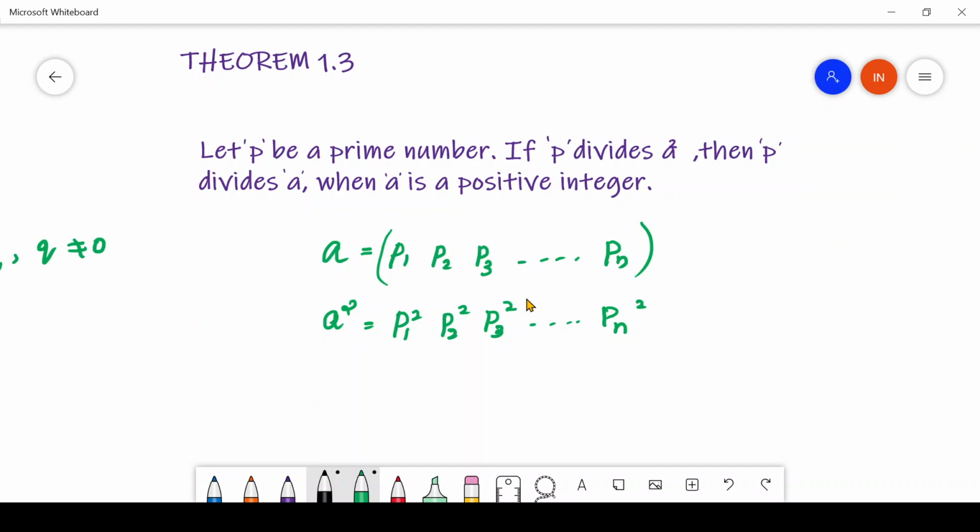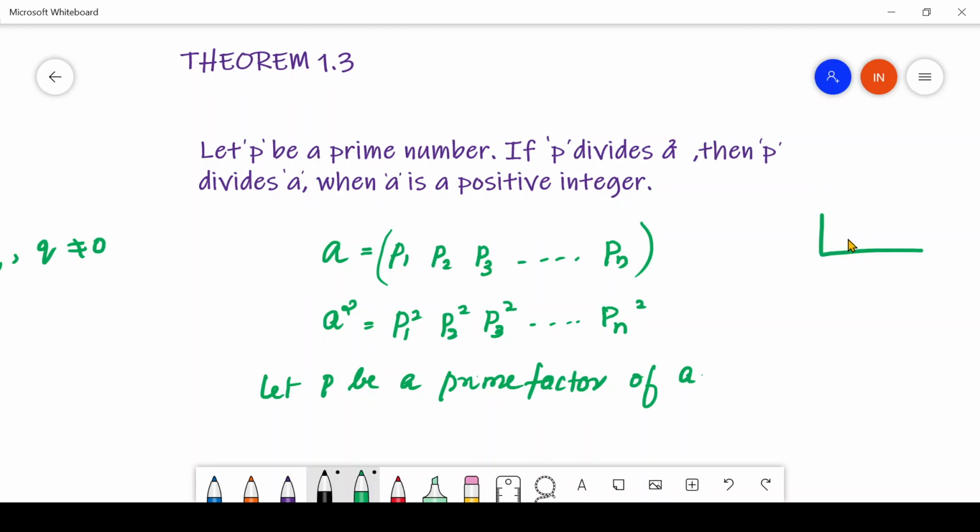We got a and a square, right? So can we take p as a prime factor of a from here? Let p be a prime factor of a. So p is included as a prime factor of a.